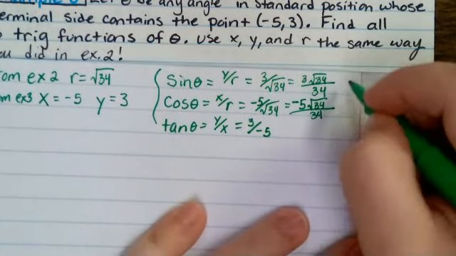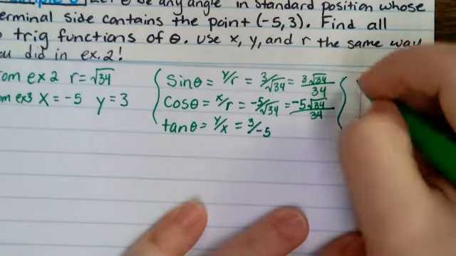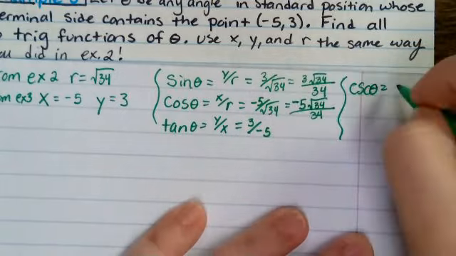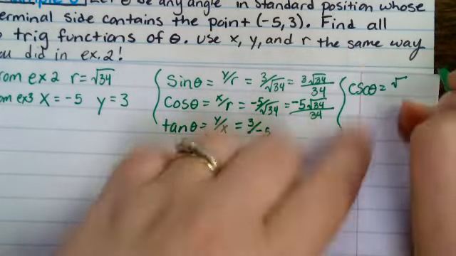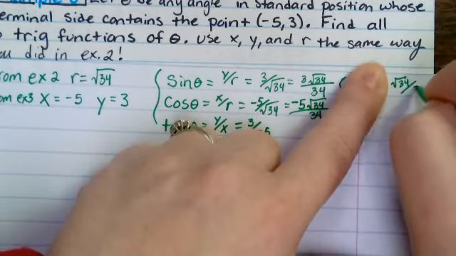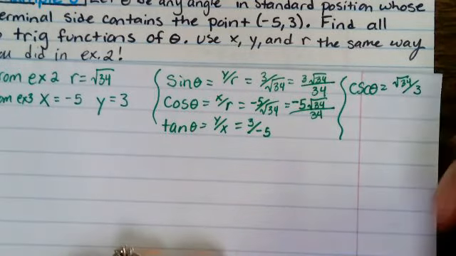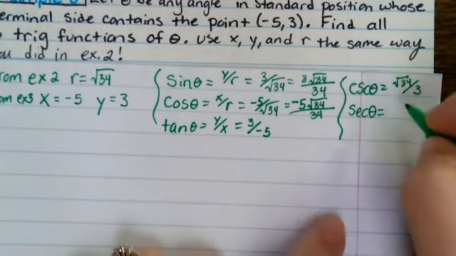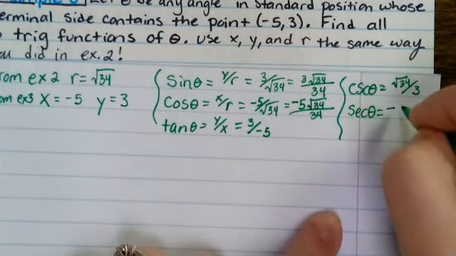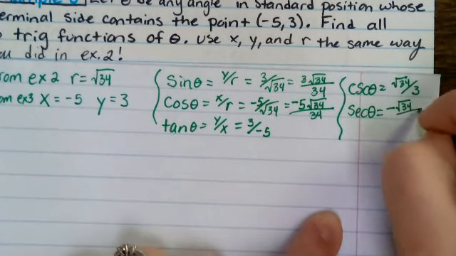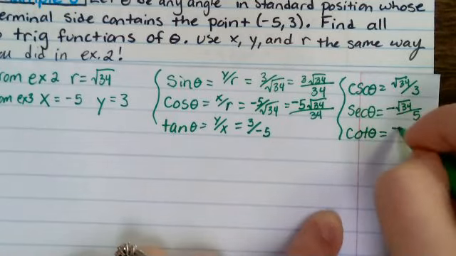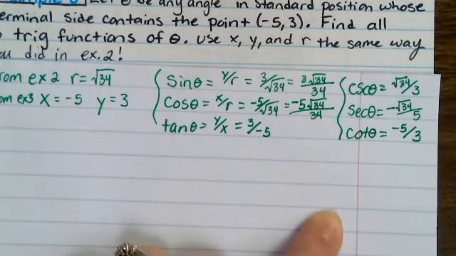Okay. To get my others, cosecant. Now that we've done all the hard work, cosecant, just flip your sine. So square root 34 over 3. For secant, we're going to flip my cosine. So this is going to be a negative square root 34 over 5. And then for cotangent, we're going to flip the tangent. So this is a negative 5 over 3. And there we have our answers.